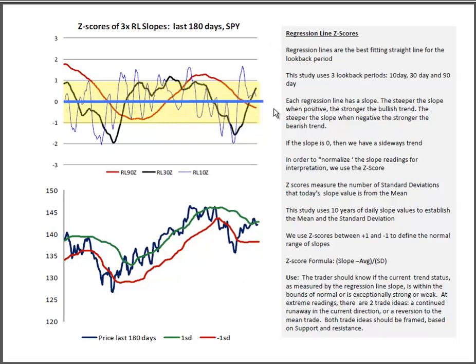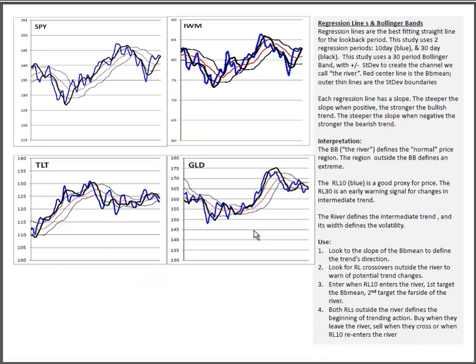Z-score of the regression lines, you can see the 30 has continued to respond, is nearing the top of the channel. So this would be a natural place for it to fail. It's at the top of the river. It's had a nice 20-day run. It's been an exceptional move upward, and the market could go equally large in either direction.